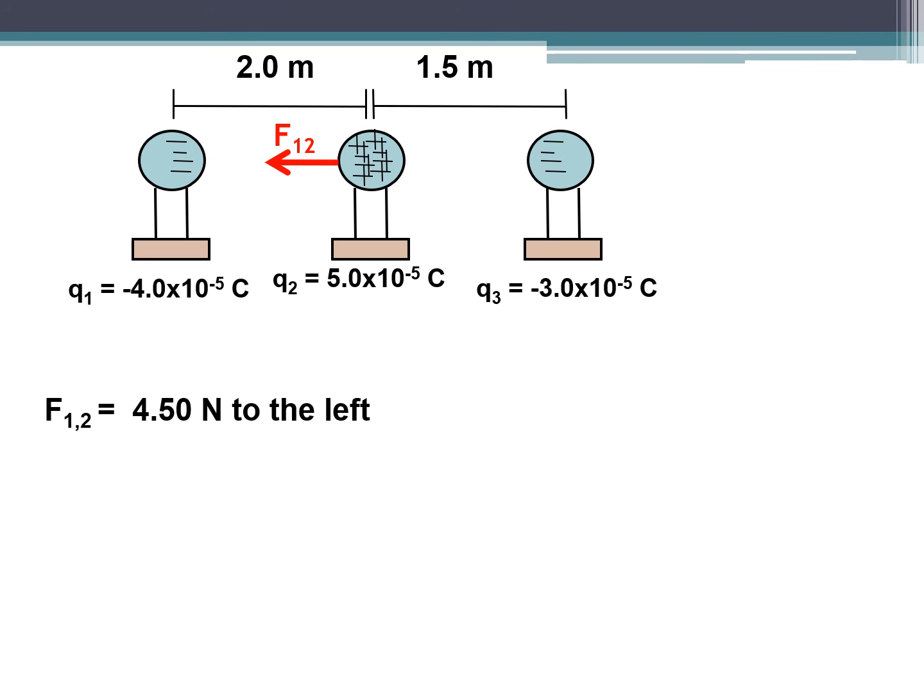On the second sphere, we have the same force, but in the opposite direction. So we've already figured this out. It's going to be 4.5 newtons, but it's going to be to the left because that's attracting toward the first. So we already know that one.